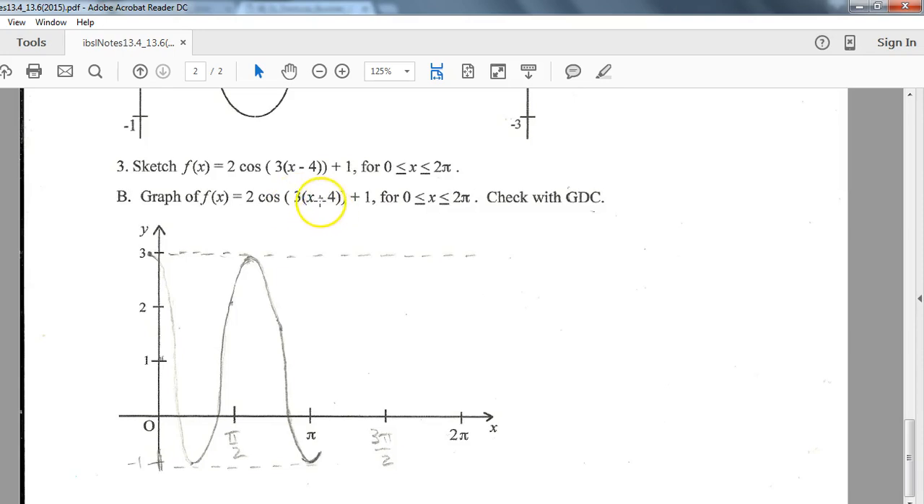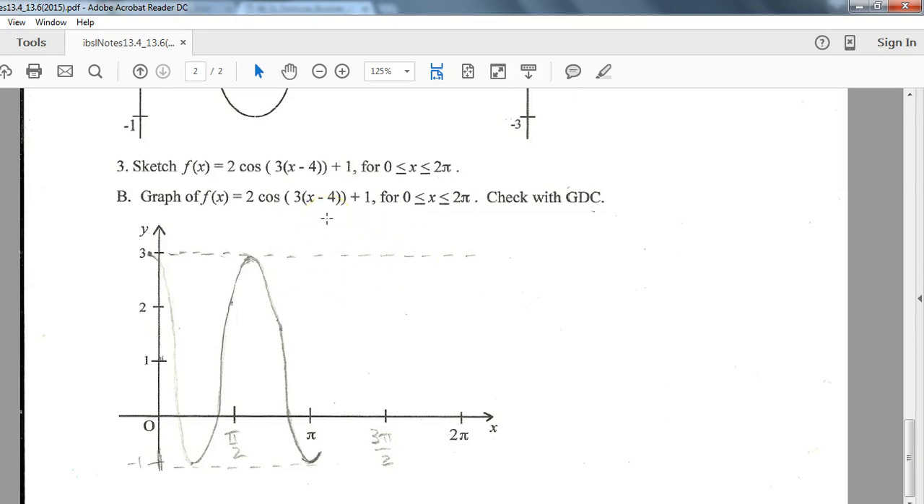I'm also going to shift everything to the right 4 units. I'm also going to multiply them by 1 over 3. And that's going to give me all my new coordinates from that parent function graph that we had for cosines.